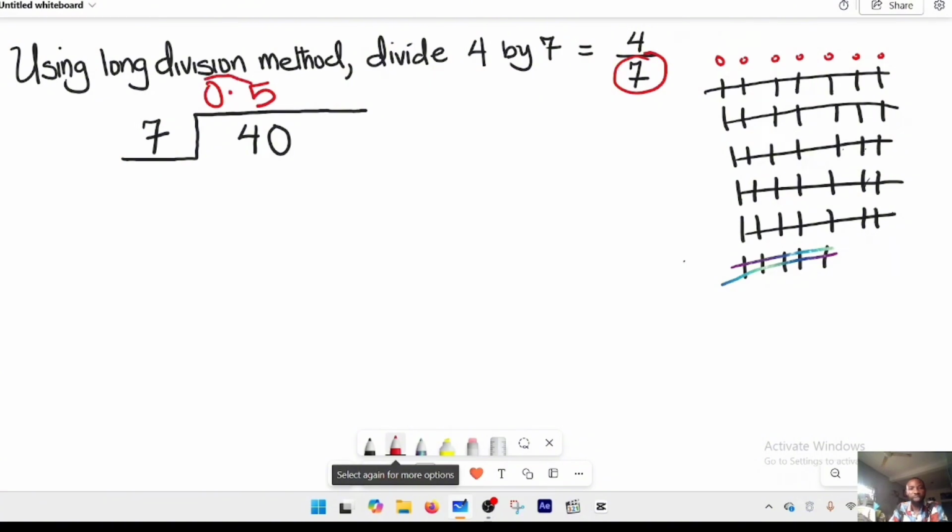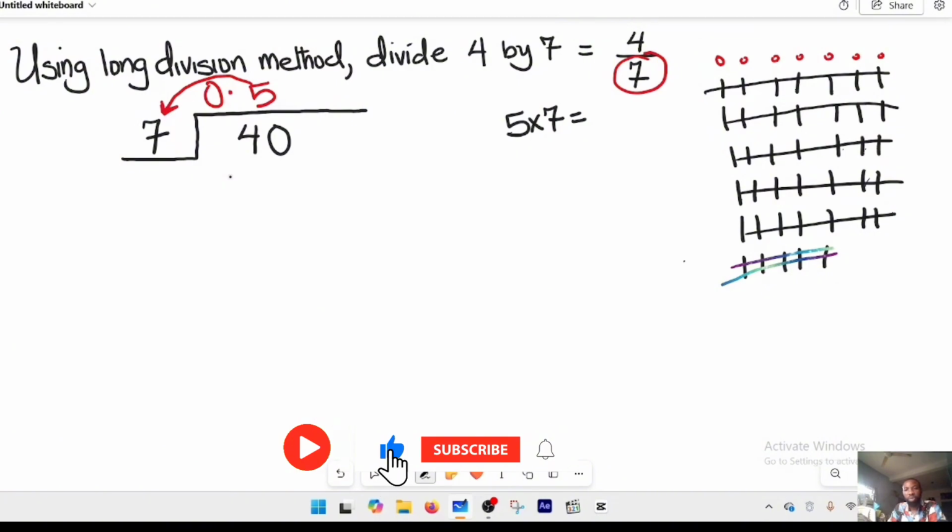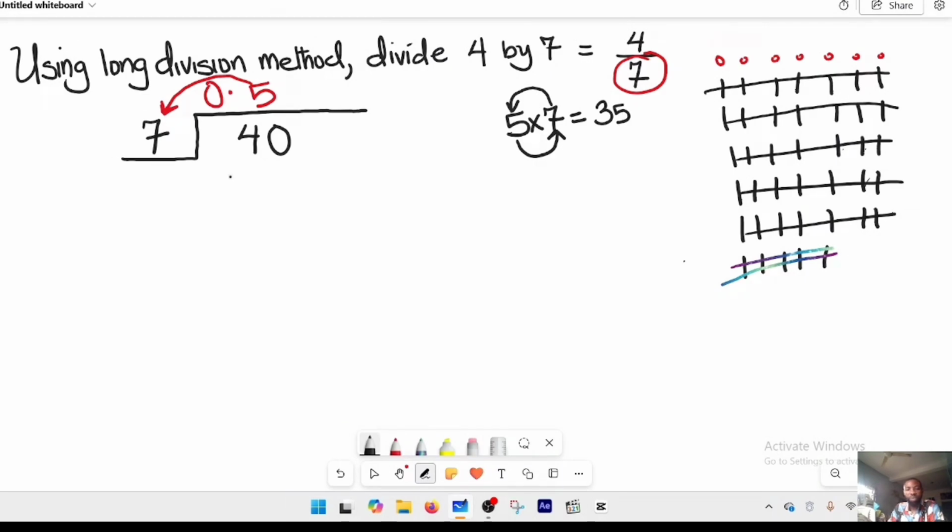Next, we're going to say 5 times 7. What does 5 times 7 mean? It means either we count 5 seven times, or we count 7 five times. If we do that, we're going to get 35. So 5 times 7 gives us 35 here. Then we rule a line, and we subtract. 40 minus 35 gives us 5. If you use your calculator or your number hand method, it's going to give us 5.